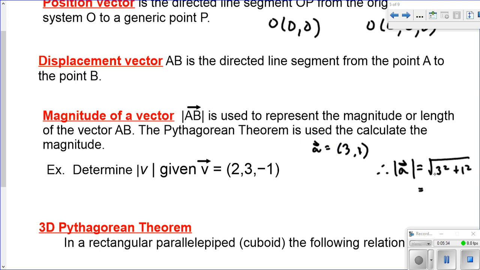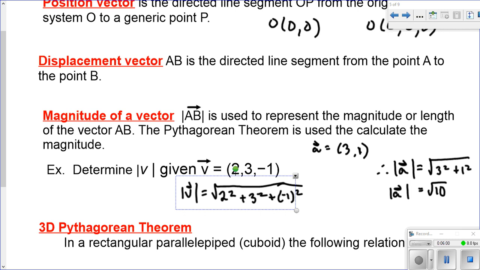So this particular example would be 9 plus 1 is 10, so the root of 10. So the magnitude of my vector A, where A is the vector (3, 1), the magnitude is represented with absolute value bars, root 10. In this particular example, this would be the notation, and I could really quickly do another one. So I've got 4 and 9 and 1, so square root 14.